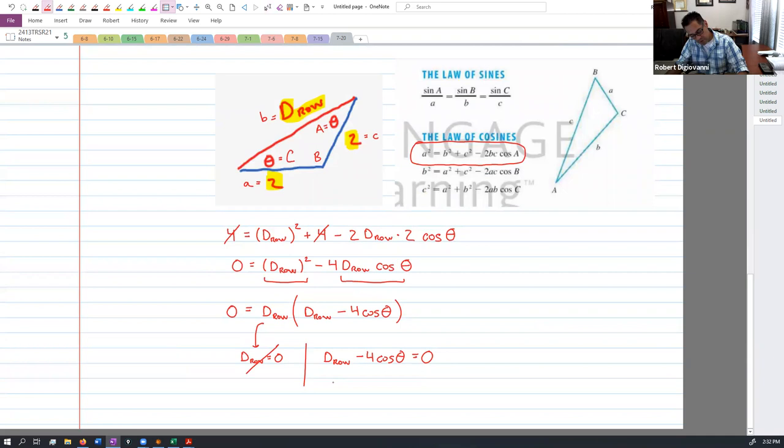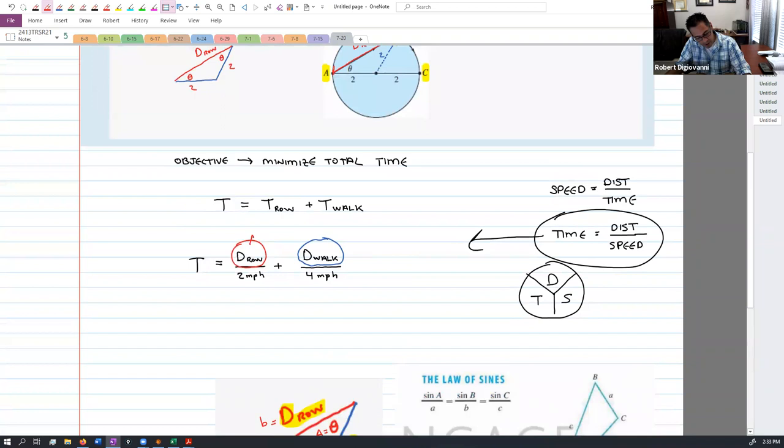This one says the distance we row is 4 cosine theta. Okay, we have a relation. We know what distance we row is. The distance we row is 4 times cosine of theta. Okay, that was just the distance we row. So I'm going to be able to replace this with 4 cosine theta. Now we need the distance we walk. And the distance we walk is the blue piece.